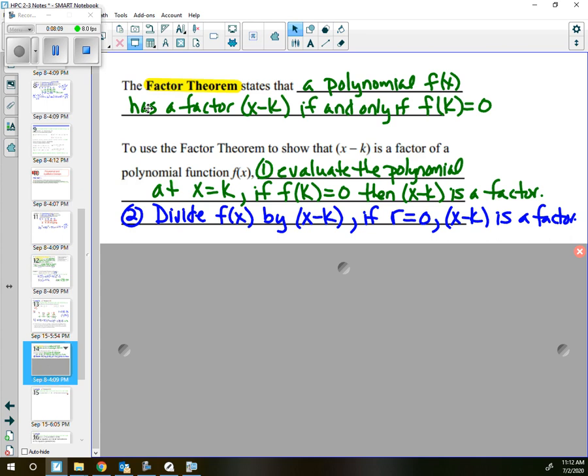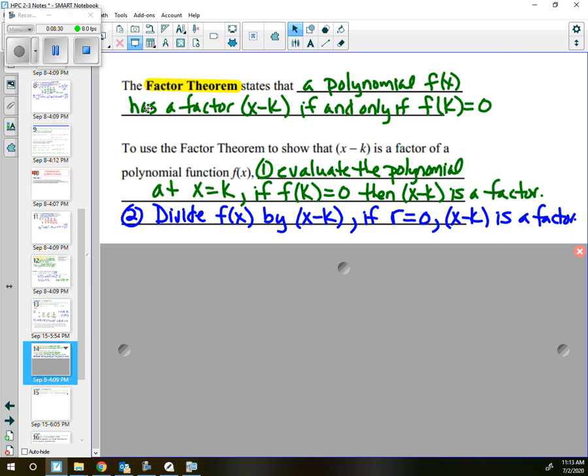We know that it's a zero or a solution of the function, and so the binomial term is a factor. Or you can do your division. You can divide the function f of x by x minus k. If the remainder is 0, then x minus k is a factor. Because remember, the remainder is exactly the same as the value of the function when you substitute that k in there. So it really does give you options.